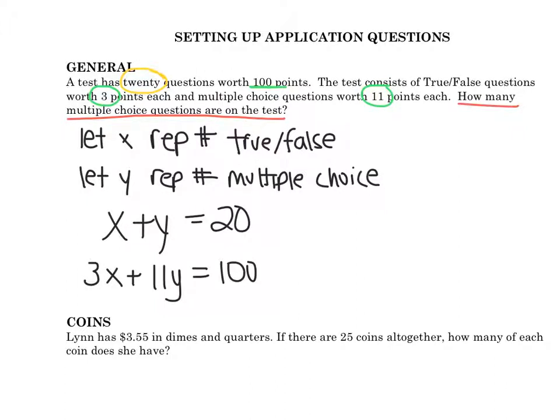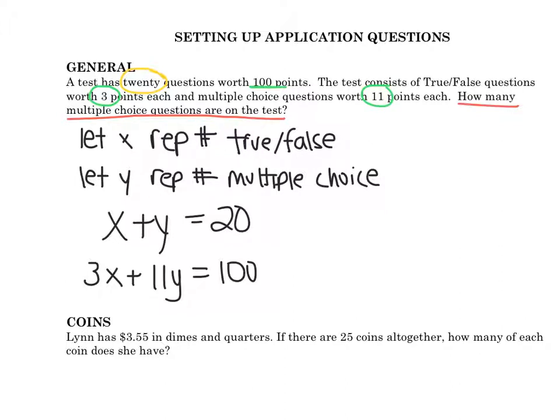And that's it. From here, you can solve by substitution or elimination for x and y. The x is going to give you the number of true-false questions, which we don't care about in this case, but the y variable, whatever you get, will be the number of multiple choice questions. So look at your question for the let statements, and then read the other two, three, however many sentences to pick out where each equation is going to come from.